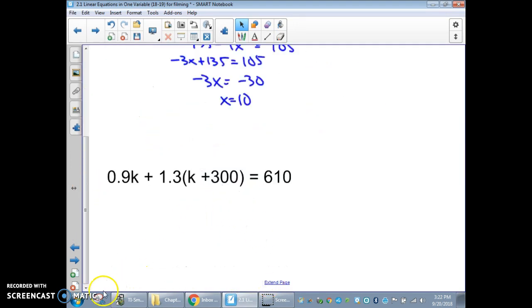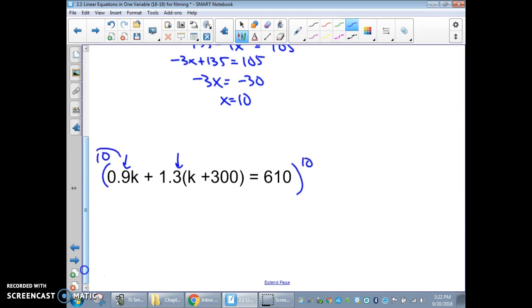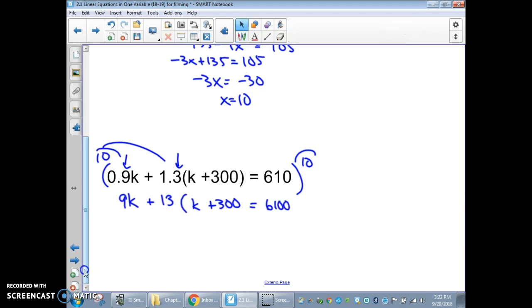In the example listed here, we would multiply by 10 because our decimal point is in the tenths. And so when we do that, we need to multiply everything by 10 because whatever you do to the left side, you do to the right side. And so you end up with 9k plus 13 times the quantity k plus 300 equals 6,100. Yes, you need to multiply on the right side because whatever you do to the left, you have to do to the right, even though there is no decimal.